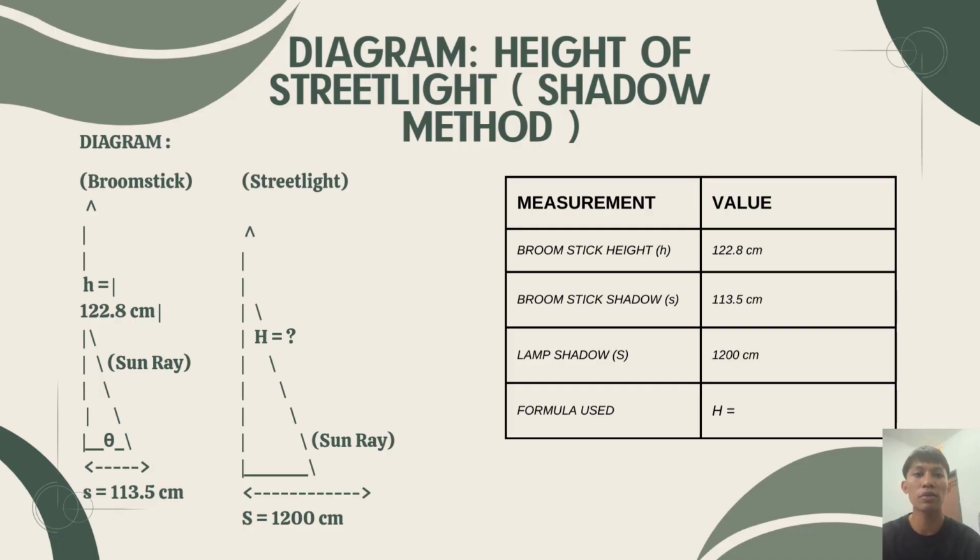First, we use a broomstick as a reference object. The height of the broomstick, h, is 120.22.8 centimeters. Next, we measure the shadow of the street light, which is 1,200 centimeters. Since both the broomstick and the street light receive sunlight at the same angle, their triangles are similar. The calculation is shown in the slide.